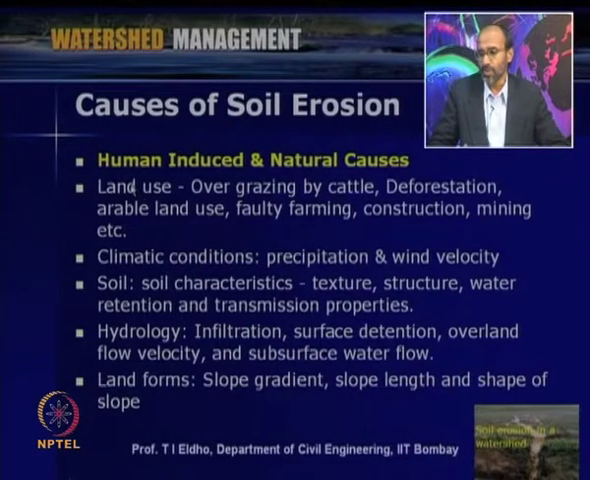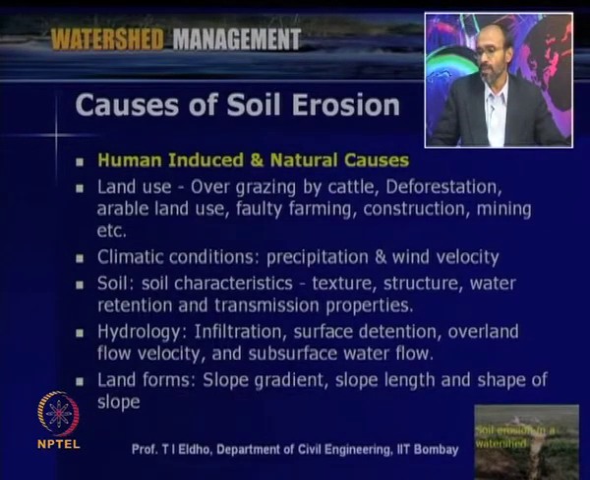Land use changes mainly take place due to human induced causes like overgrazing by cattle, deforestation, arable land use for faulty farming, construction activities, mining, etc. Then natural causes like climatic conditions, precipitation such as high intensity rainfall, and high velocity winds. Soil erosion also depends upon the nature of the soil, so soil characteristics are very important.